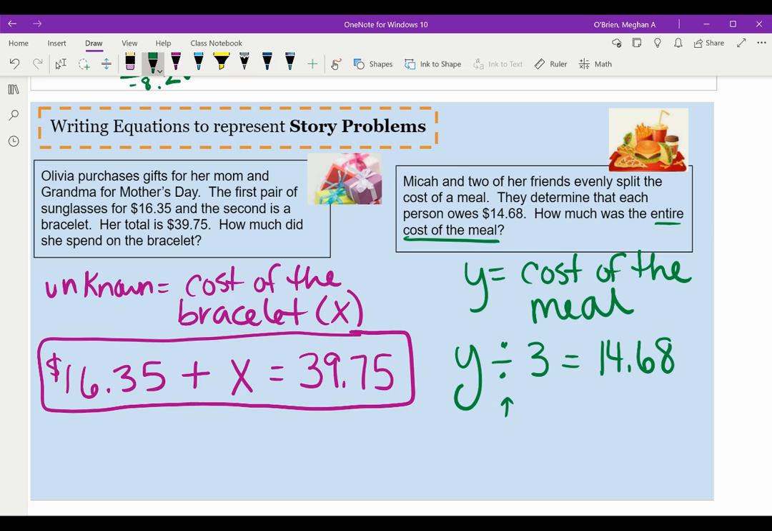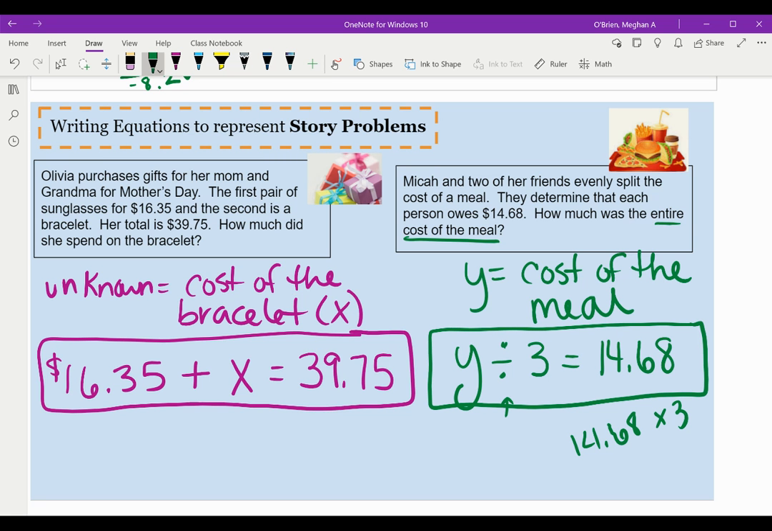So to solve it, just a side note, we would have to do 14.68 times 3, but we're not going to solve it because again, this is all about how do we write the equation that represents the story problem. And we'll do more practice together. But just think of it as a little movie and you're just going one step at a time trying to figure out where the unknown occurs in the equation and then writing it out. Okay, hope that helps.